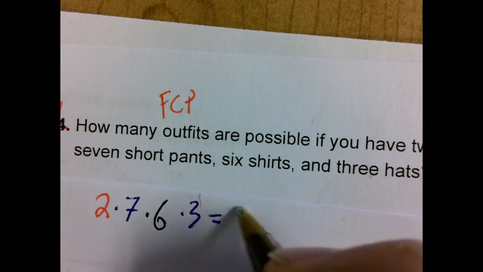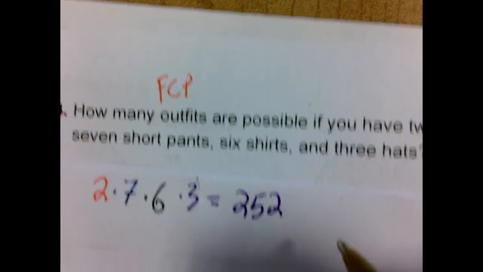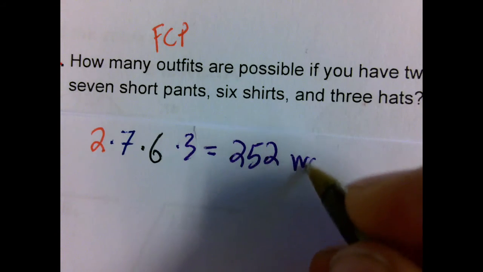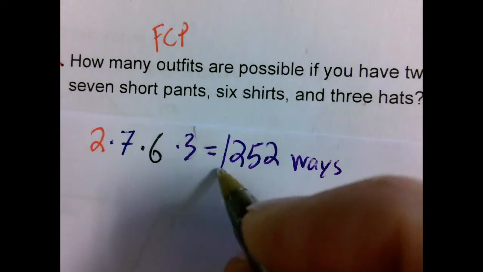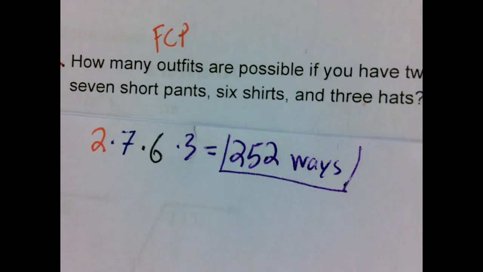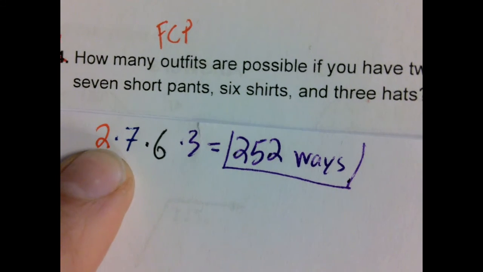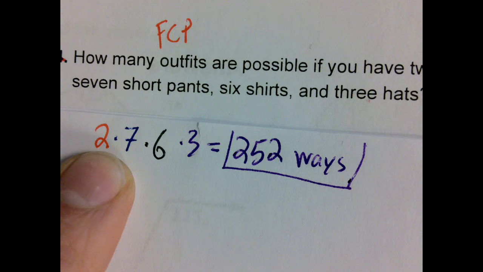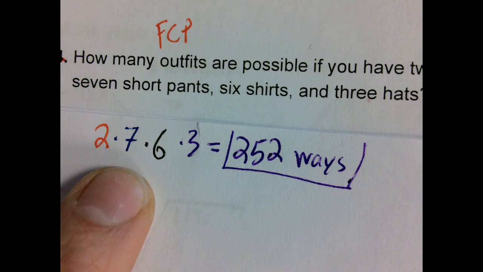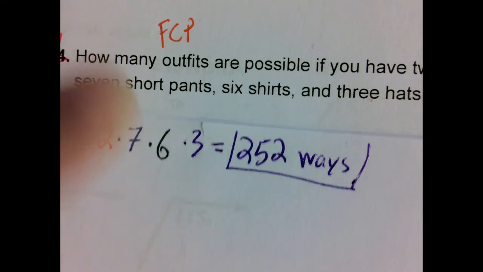So making a tree diagram would be very annoying because there are 252 ways, 252 outcomes, 252 outfits, possibilities. Please note, use a calculator. But if this is one of the problems I require you to work on, write that down. Don't just put down used calculator. Show me what you typed into the calculator.